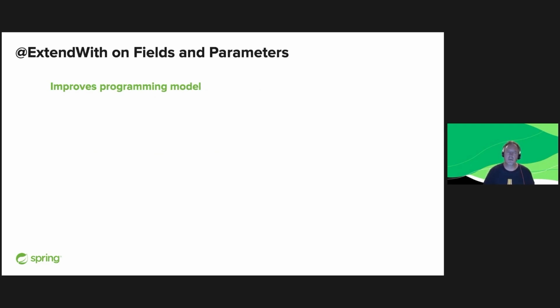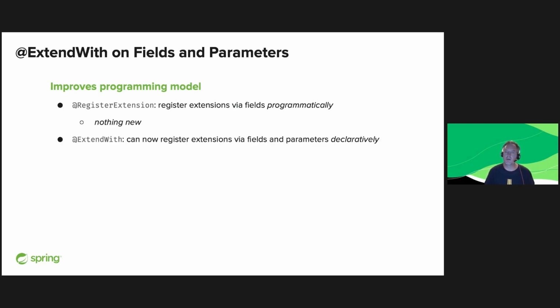Next up, we have the use of @ExtendWith on fields and parameters. And this is mainly an improvement to the programming model, especially for third parties who are providing annotation-based configuration of their features. So we already had @RegisterExtension, and that allows you to register extensions programmatically via fields. For example, if they have a builder API or something like that. So this is nothing new, but what's new is that we can now use @ExtendWith on fields as well. And we can also use @ExtendWith on parameters. And this is a declarative approach.